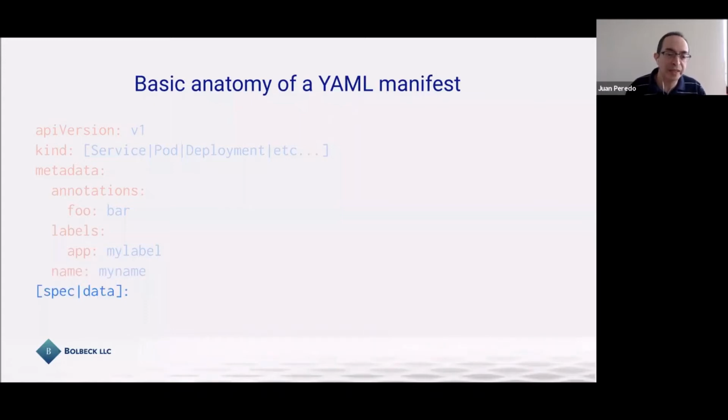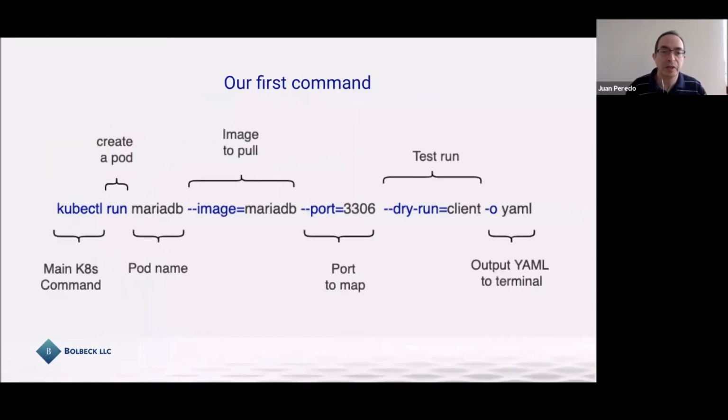And finally, depending on whether you're creating a deployment or a pod, or whether you're creating a config map, you will have either a spec or some data. So a spec will, for example, for a pod, be what our container looks like. For data, we'll have the information for your secret, for example. And that's the basic anatomy of a YAML manifest. But enough of that. Let's see what our first command for Kubernetes would be.